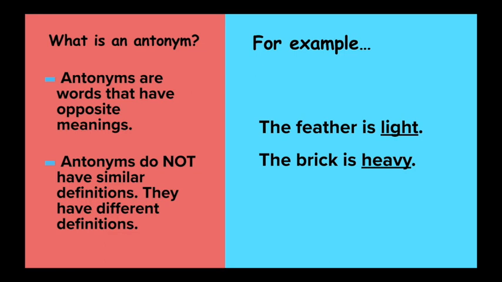So a feather is light. That means it doesn't weigh a lot. I can pick it up pretty easily. The brick is heavy. The word heavy means I cannot pick it up easily and that it weighs a lot.